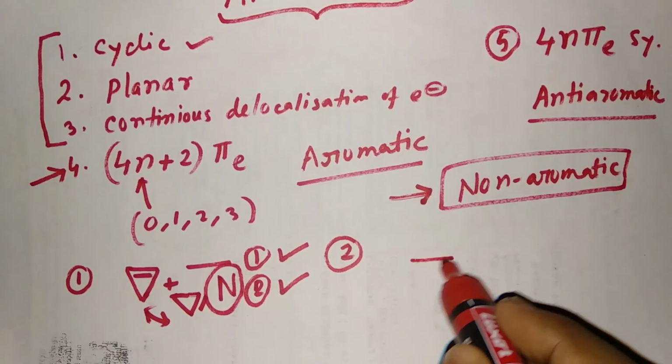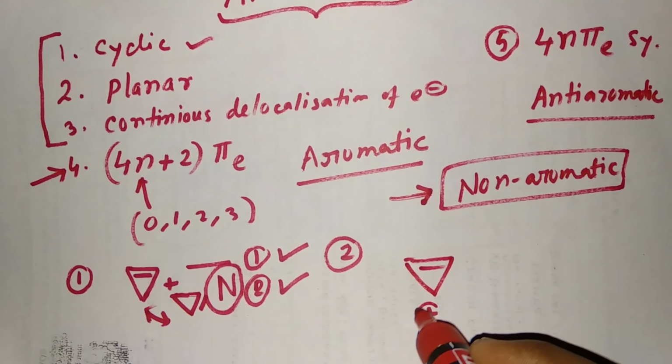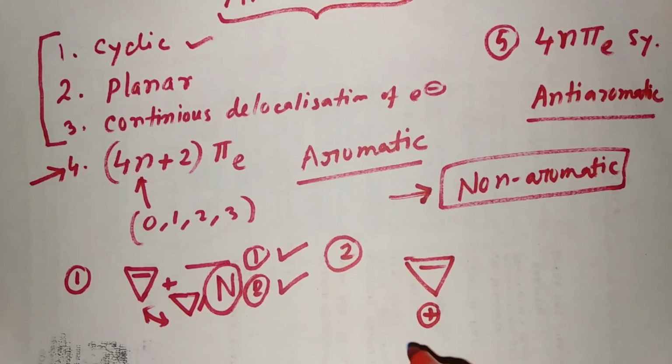So the example is like this. It's this system. This is called cyclopropenyl cation. So this system is actually aromatic.